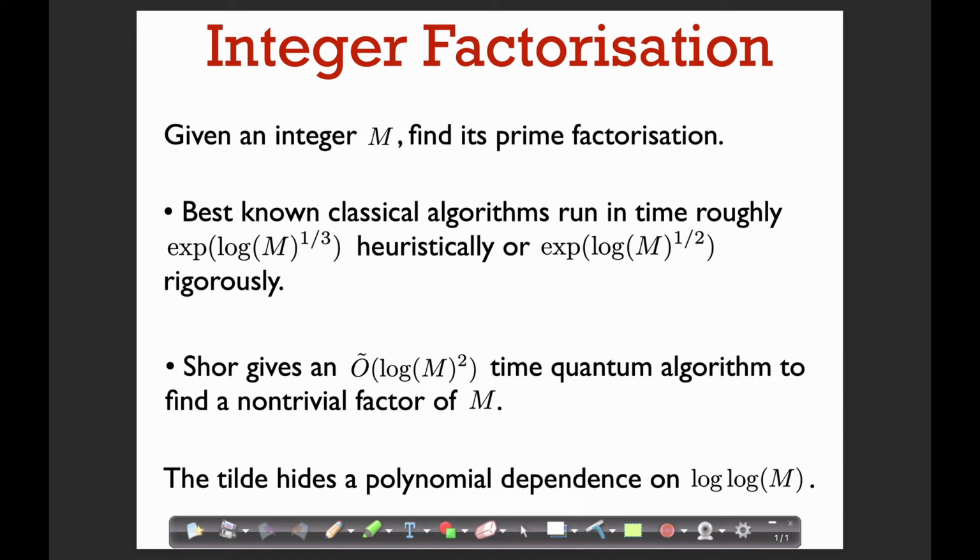So this is a pretty big gap here, right? Log m squared versus exponential of square root log m. But keep in mind that we don't know a classical lower bound. So a polynomial time classical algorithm for integer factorization could still exist. We don't know. Of course, that would be a huge development if someone were to find that.